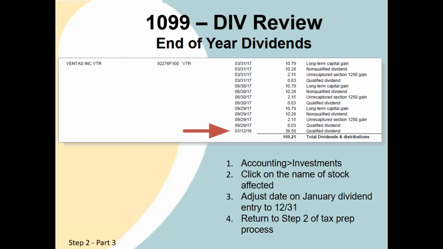You can then return to step 2 of the tax prep process and continue. You should now see the dividend listed on the 1099 DIV review form, and the totals for the company in question should agree with the 1099.